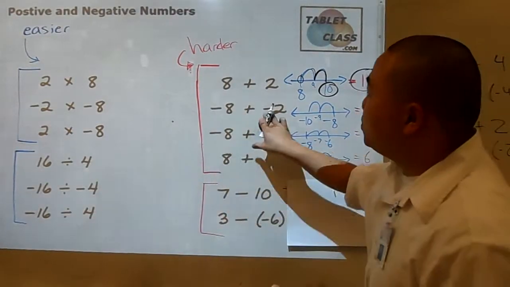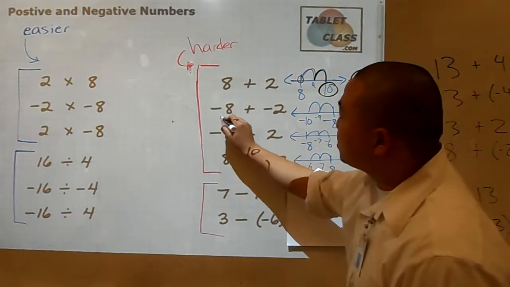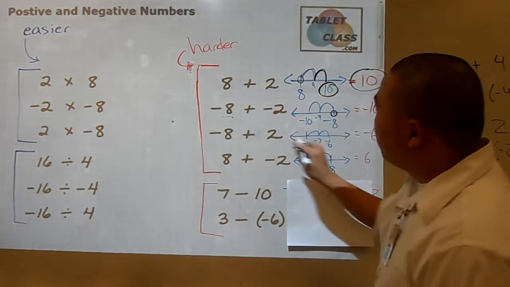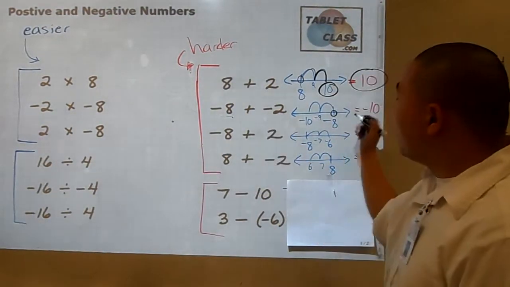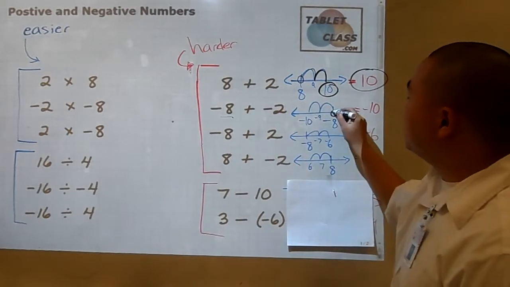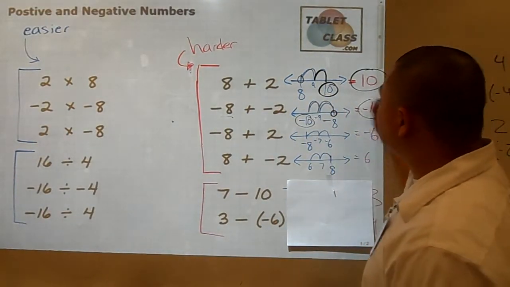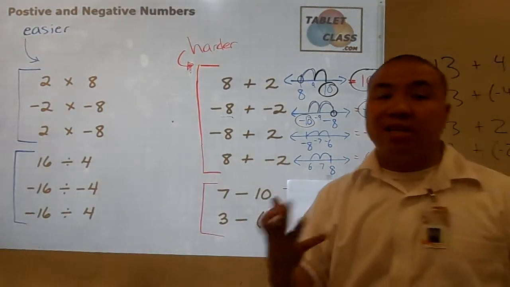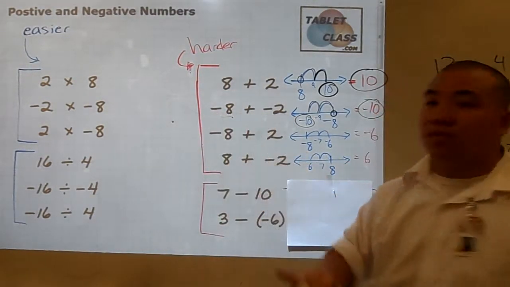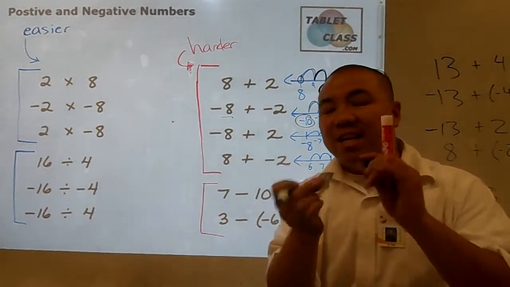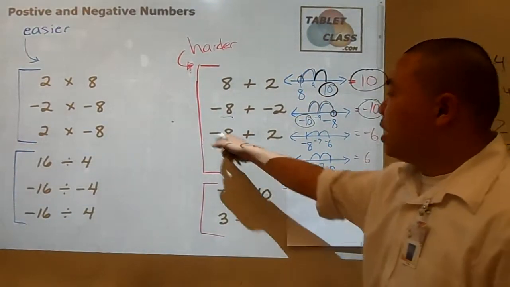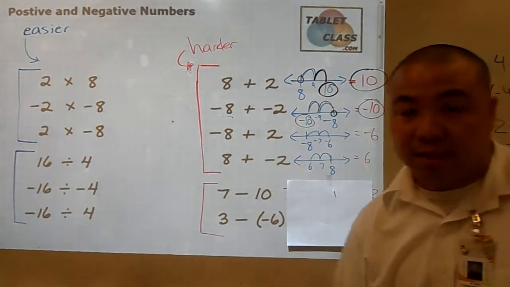Now, when there are two negatives, we're going to start here again, but since we're adding -2, we're going to move to the left 2. So 1, 2, and that brings us to -10. And this is fairly simple to do when you have two negative integers. It's a little bit more complicated when you have a negative and a positive.